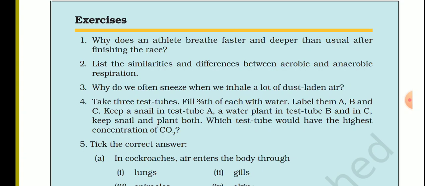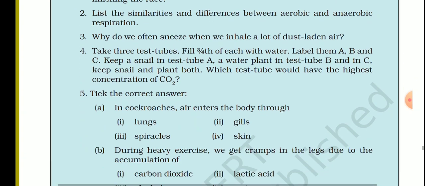Whereas in test tube B only a water plant is present, so it will expel out oxygen. So it will have minimum amount of carbon dioxide in it. Clear? Let's move on to the next question. Take the correct answers.